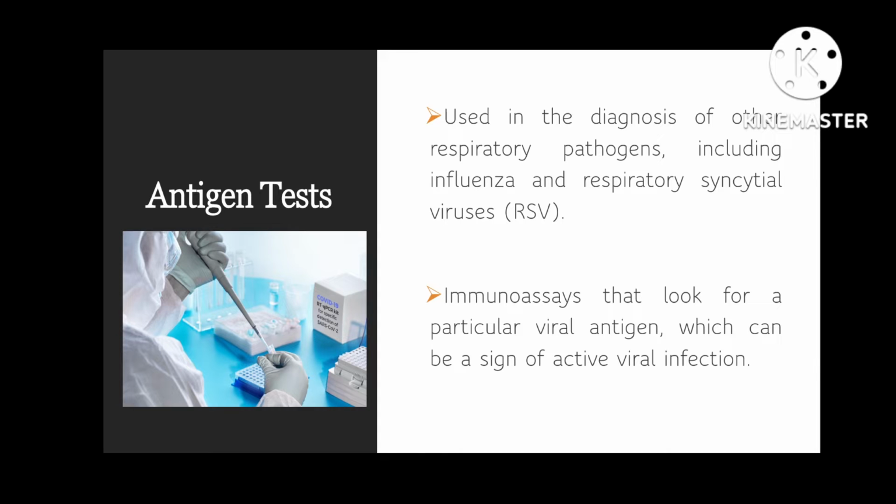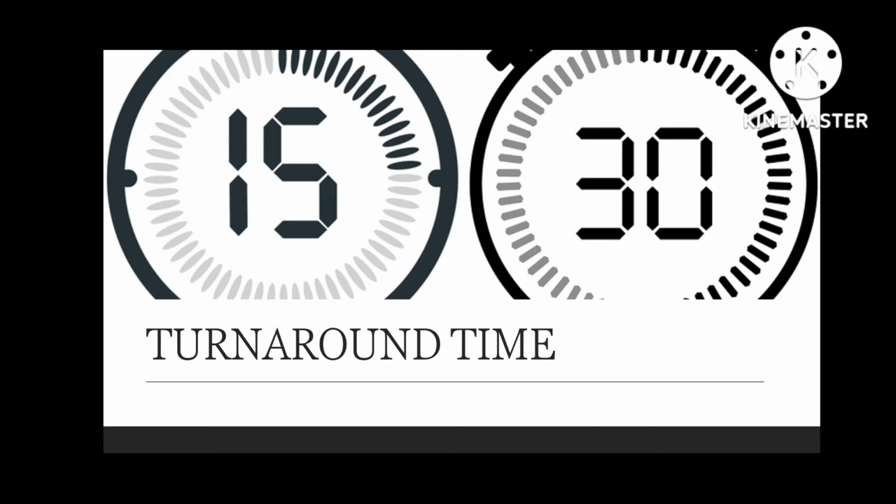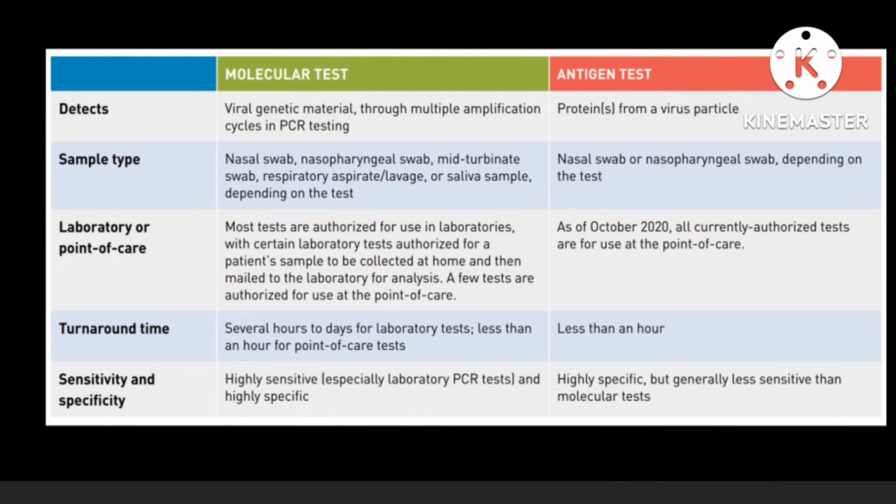Antigen tests produce results quickly, within approximately 15 to 30 minutes, and most can be used at the point of care. Antigen tests for SARS-CoV-2, however, are generally less sensitive than real-time reverse transcription polymerase chain reaction, otherwise known as the RT-PCR, and other nucleic acid amplification tests. Because both of these, RT-PCR and NAATs, detect and amplify the presence of the viral nucleic acid.